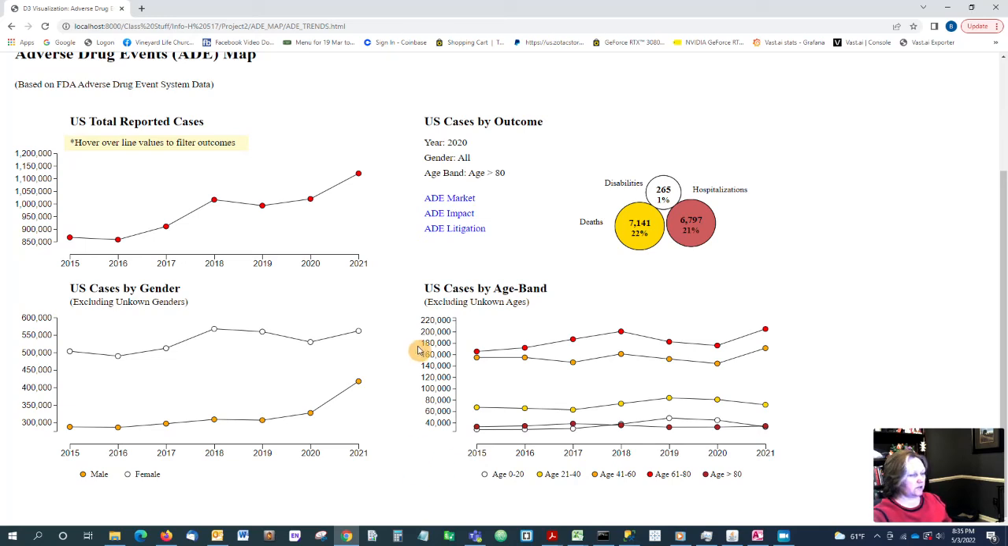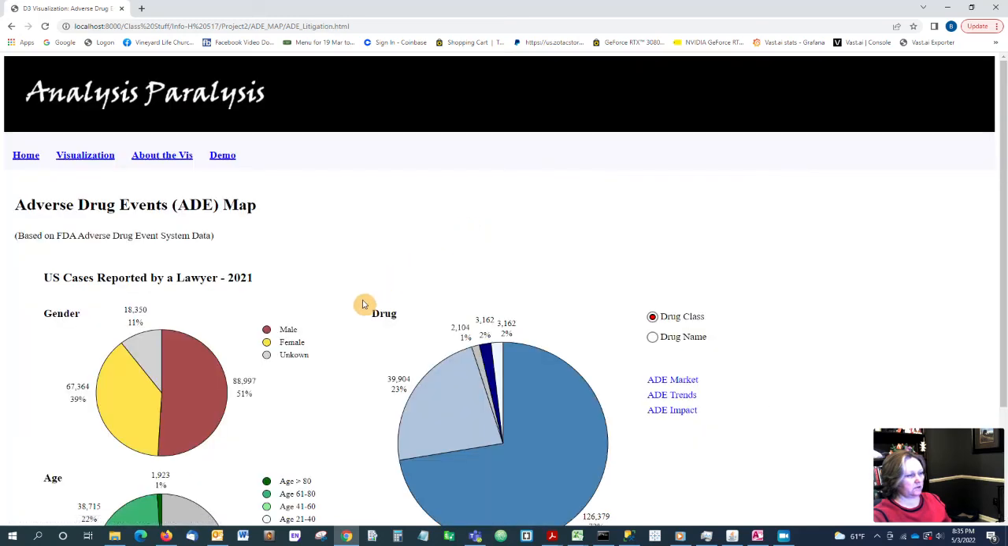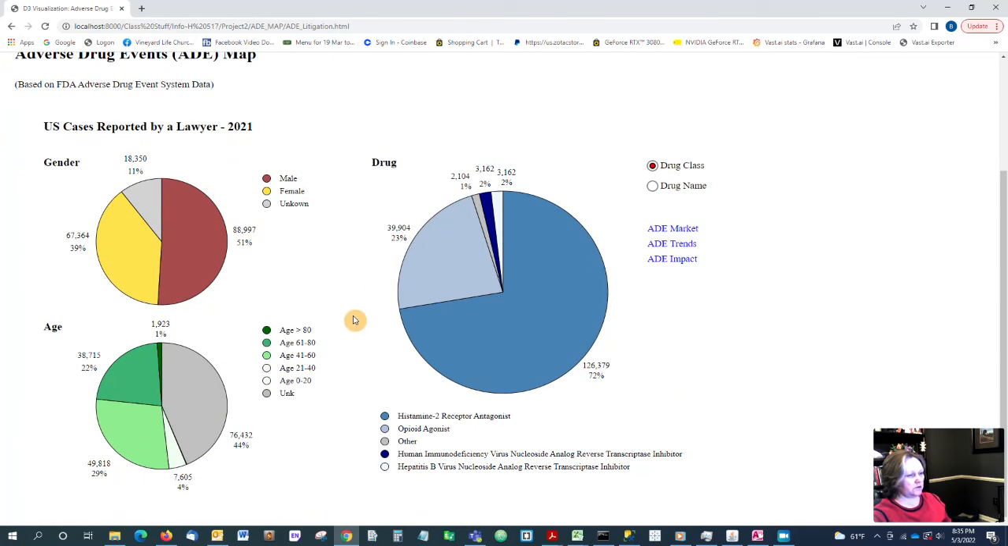The next section is the ADA litigation section. This is just meant to give a general idea of some of the legal activity around ADEs. It doesn't give a full picture, but it does give some information. You can see here there's a breakout. These are all the cases that were reported to the FDA by lawyers. You can see it shows by class here in this first chart.